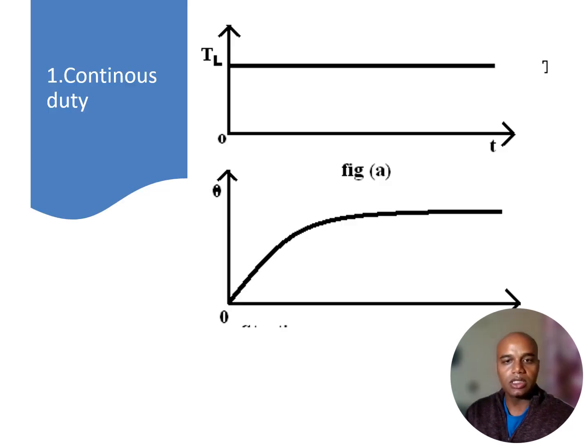So here in this graph, the upper graph is related to the torque requirement by the load, and this shows the temperature of the electrical drive implemented, so how the temperature is going to change, increase or decrease. For the continuous duty cycle, the load requirement is continuous, and it wants constant torque from my motor.